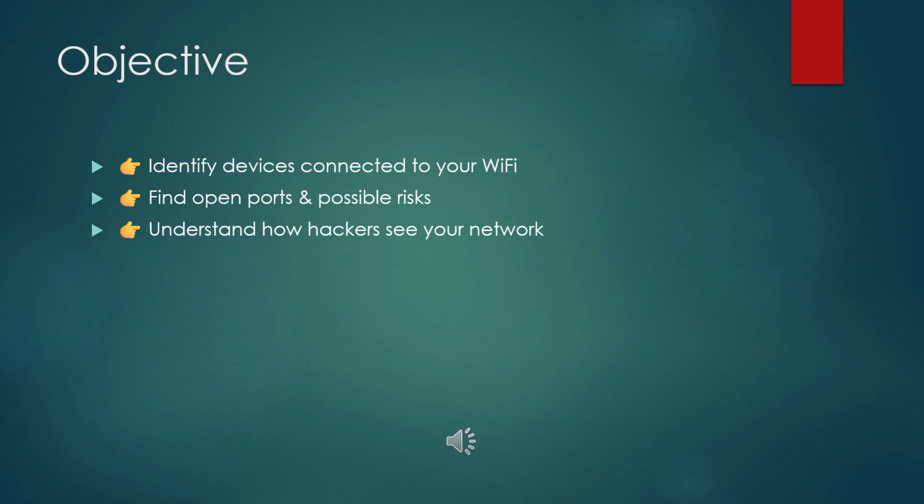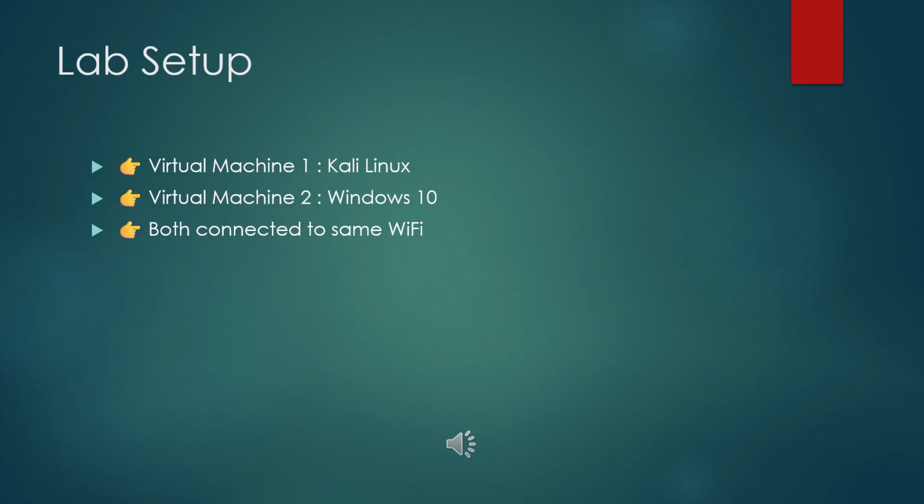In this demo, we will identify all devices connected to your Wi-Fi, find open ports and possible risks, and most importantly, understand how hackers actually see your network. For this setup, I'm using two systems, one with Kali Linux for testing, and another Windows 10 machine as the target. Both are connected to the same Wi-Fi network.